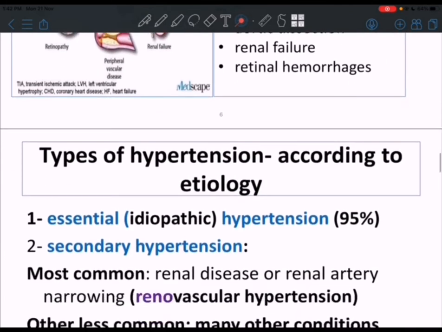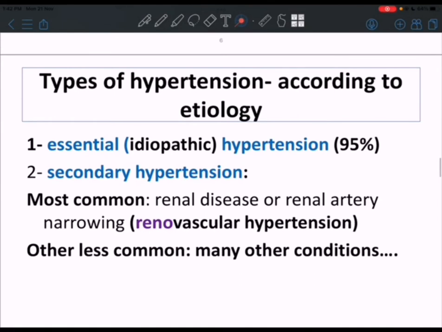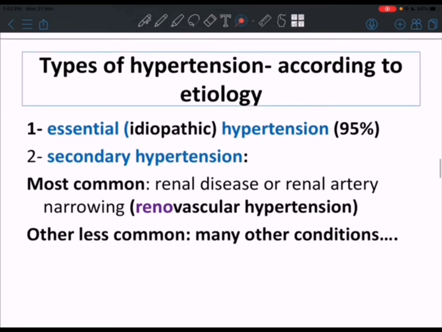Now, types of hypertension according to etiology. We have essential or idiopathic أو إيش اسمه الثالث؟ primary. دول 3 كلمات عنا بيعملوا نفس الشيء. Primary, essential, idiopathic. They represent the majority of cases of hypertension, 95%. The remaining 5% هم secondary hypertension. فقط. Secondary to what? Secondary to many underlying problems, possible underlying problems.